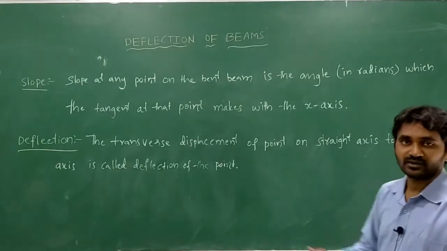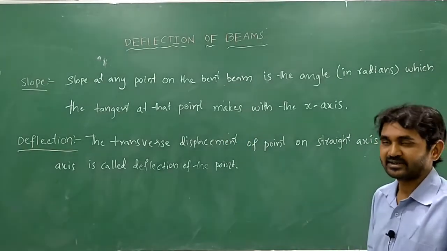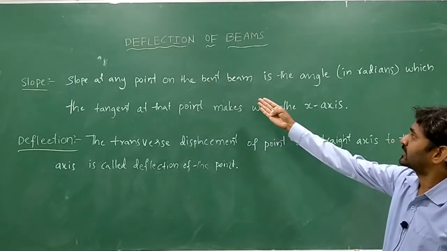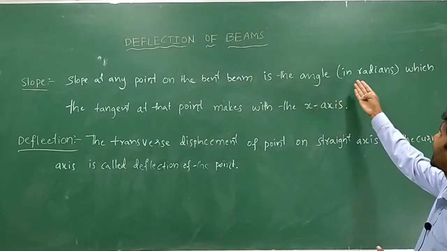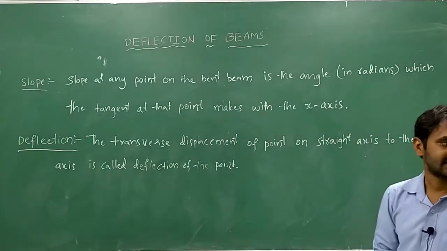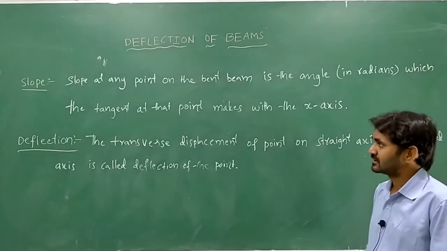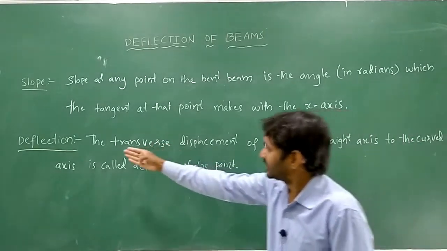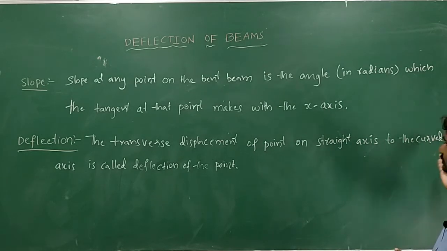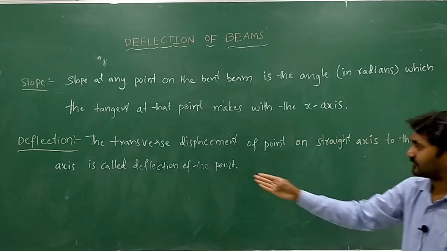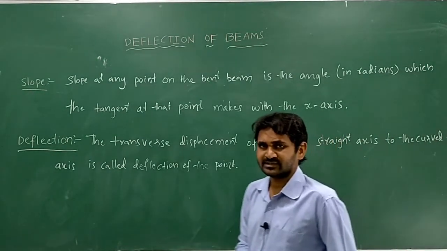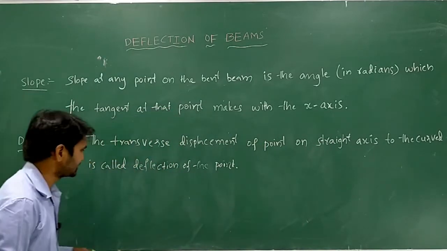Let us see the concept of slope and deflection. What is slope? Slope at a point on a bent beam is the angle which the tangent at that point makes with the x axis. Deflection, the transverse displacement of a point on a straight axis to the curved axis, is called deflection of the point.